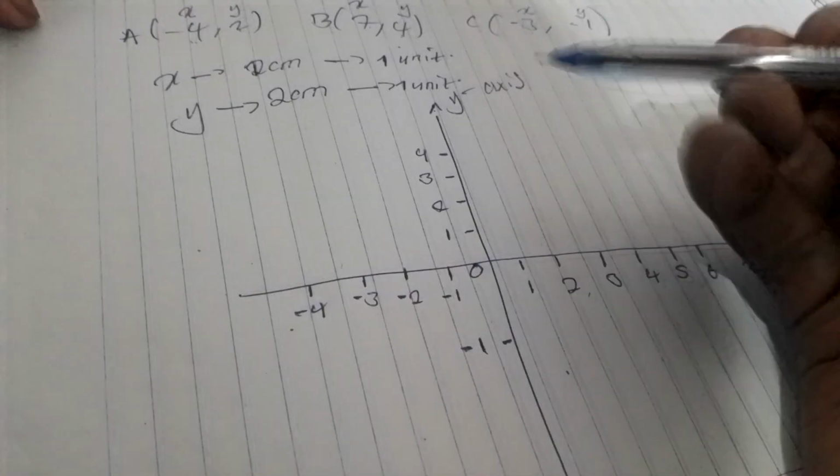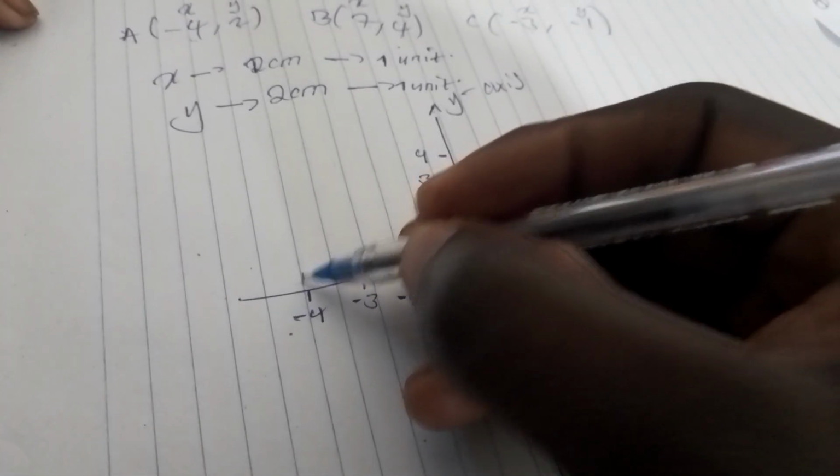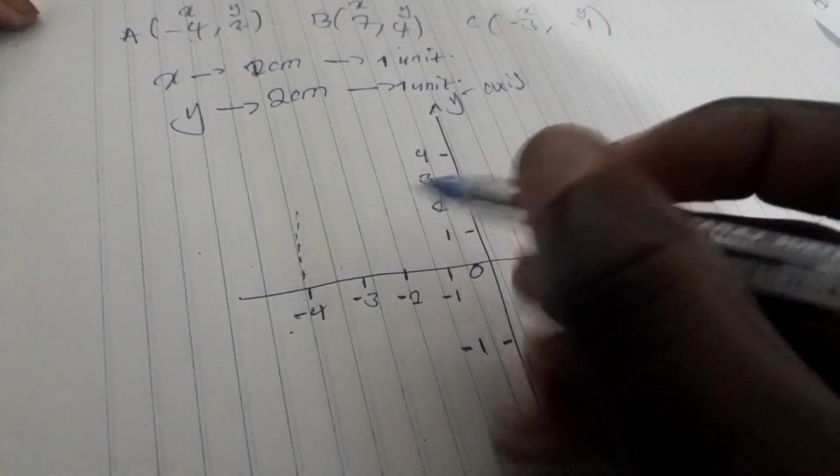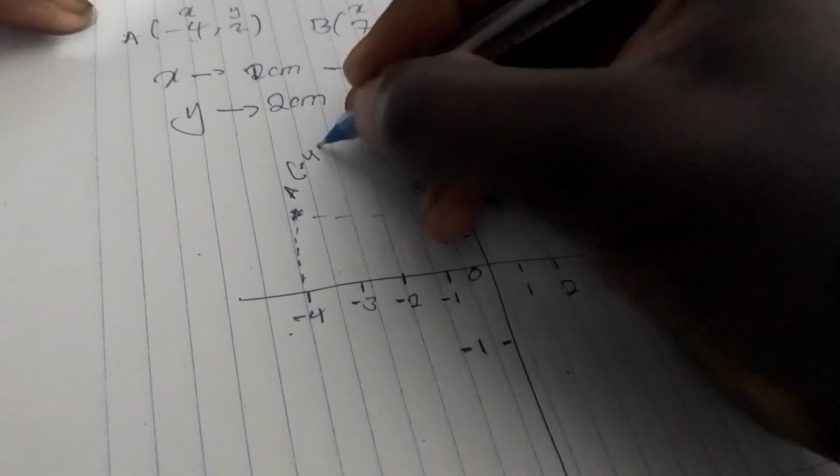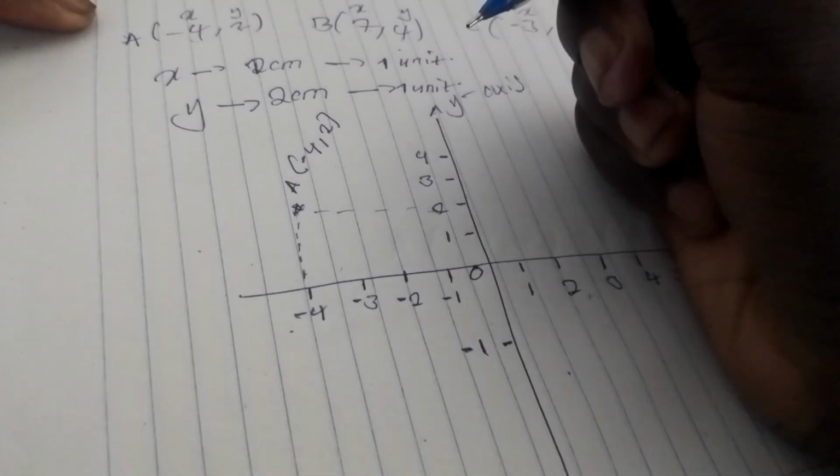Okay. The coordinates of A are negative 4, 2. So on the X-axis, 4 negative, and 2 positive. So the point is lying here. You get it clear that these are the coordinates, negative and positive. Now, we're done with A. What about B? X-axis 7, so that means we're going to have 7 and 4. So 4 is going to be somewhere here.